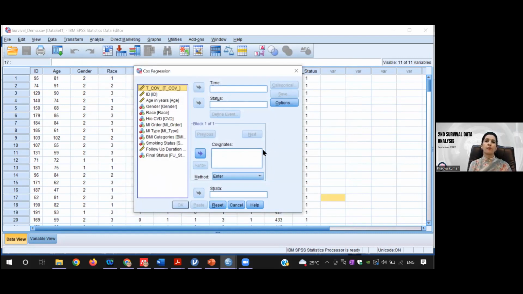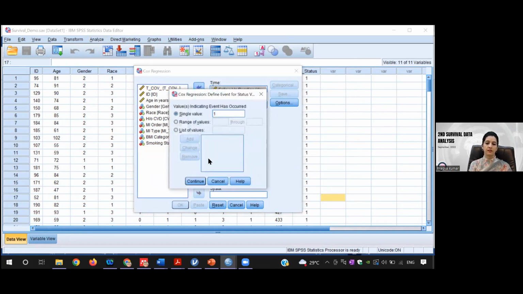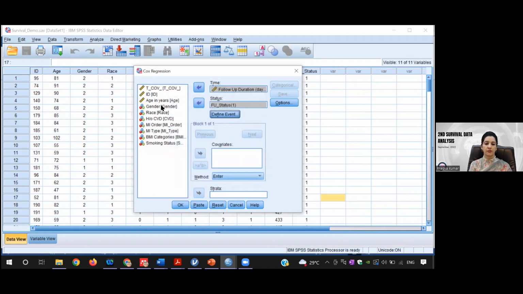So here we perform hierarchical regression. I will put this follow-up duration here, final status here. Event, I have to define it like 1. Continue. Then I have to put this age, gender, smoking, BMI. And if I am assuming that there could be some time-dependent interaction with smoking, if I can take that, then I will go to the next.